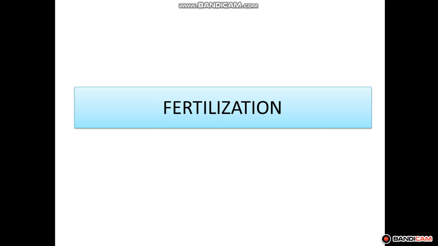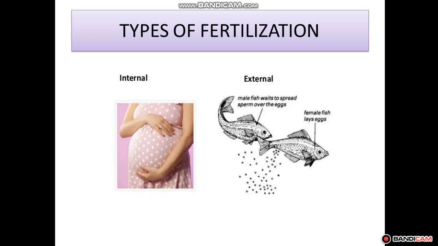There are two types of fertilization. One is internal fertilization, which takes place inside the body, and the other is external fertilization, which takes place externally in aquatic animals. Internal fertilization occurs in many animals including human, cow, dog and hen, and external fertilization takes place in fish and starfishes, that is, aquatic animals.